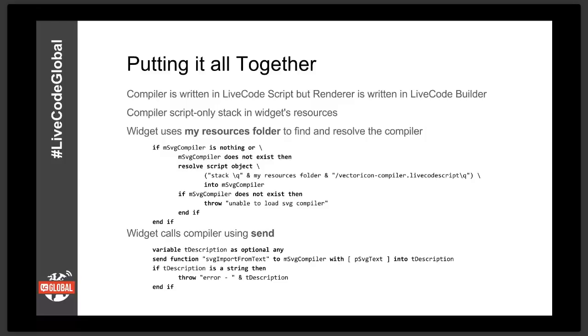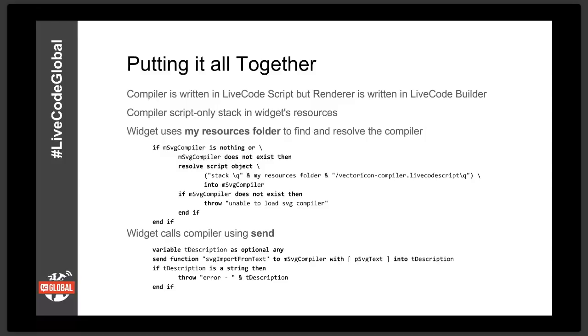This code uses the script object syntax in LiveCode Builder, which basically allows you to get a sort of weak reference to an object. A weak reference to an object is something which doesn't keep the object alive, but you can tell, by asking that weak reference, whether the object it's attached to has been deleted or not. So in this case, the first time the compiler is needed by the widget, it tries to resolve the compiler stack directly using resolve script object and my resources folder. And then it can use that to send it a command, or a function. In this case, SVG import from text, which is the LiveCode script function the compiler uses to convert the SVG text into the description array.